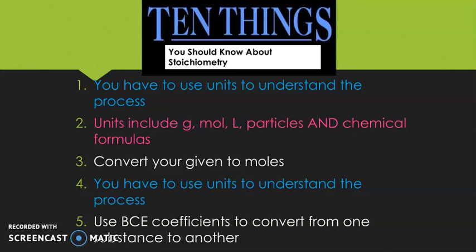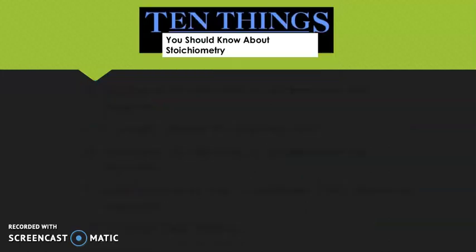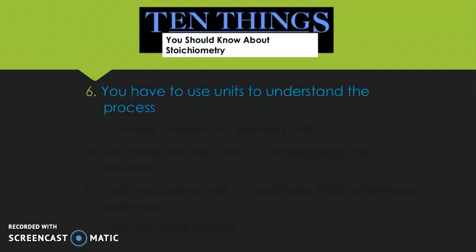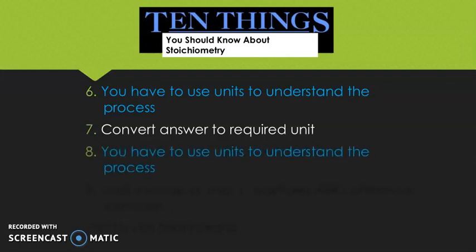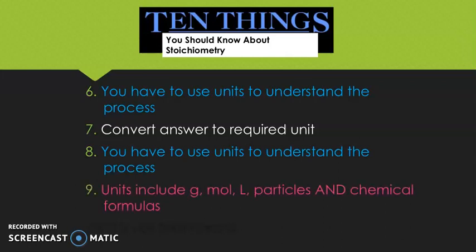Then you use the balanced chemical equation and look at the coefficients. Remember, those are the big numbers in front to tell you how many moles of each one you have, so you can use the molar ratio. Again, you have to have the units or you won't understand what's going on. Then you convert the answer to the required unit based on what your question was asking you to find. You can use your mole island map there. Again, you have to have the units to understand this process. And those units on this last step will include the grams, moles, liters, particles, something in there, and chemical formulas.